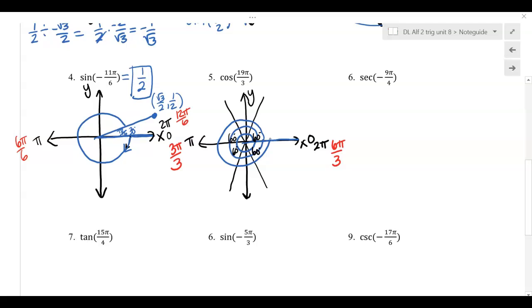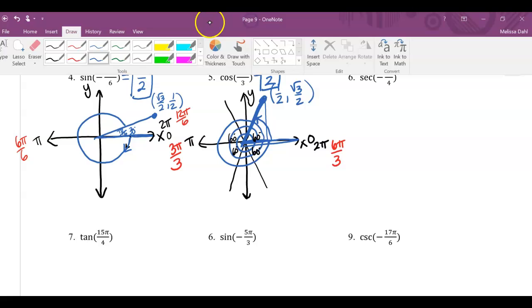19 pi over 3 is what I'm trying to get. I'm at 18 pi over 3. I need to go one more pi over 3. That's one more 60 degrees. So it's going to land right here on this terminal side. And remember, it's a 60, that means a shorter x value and a longer y value. So that means the x is 1/2 and the y is rad 3 over 2. The cosine is the x-coordinate. So that means that in this problem, the answer is 1/2 because that would be the cosine of 19 pi over 3.